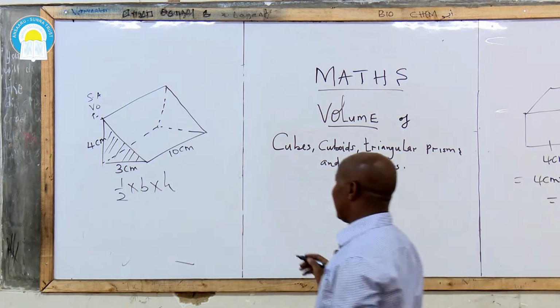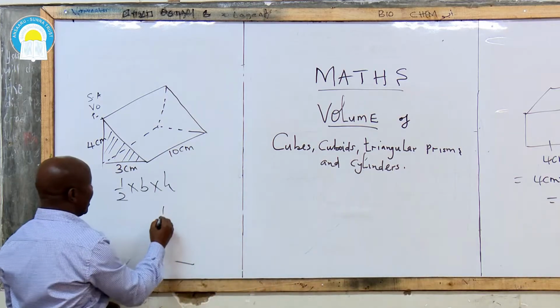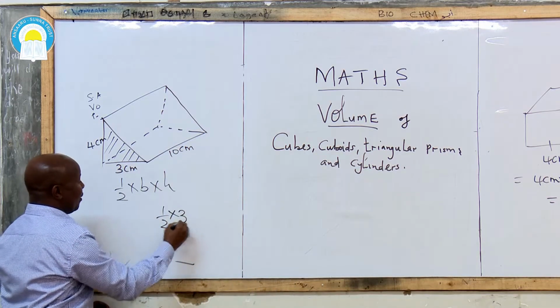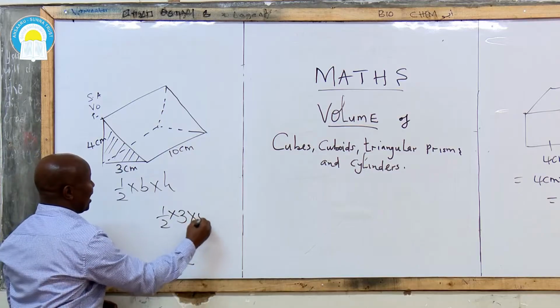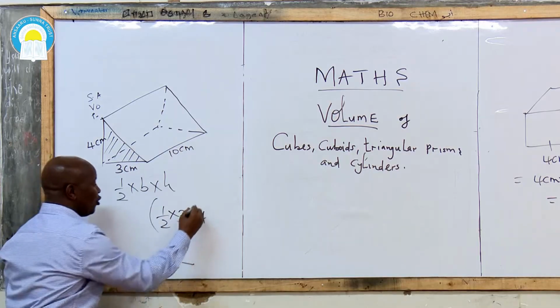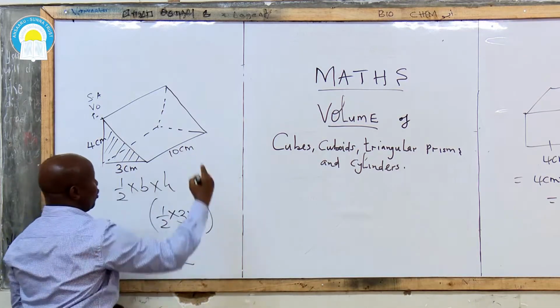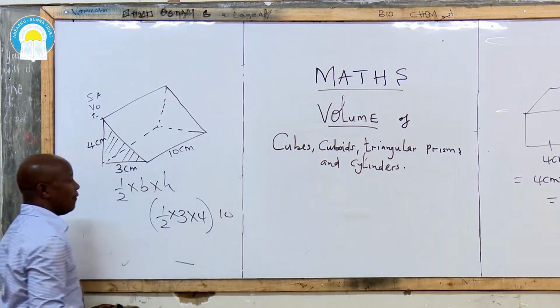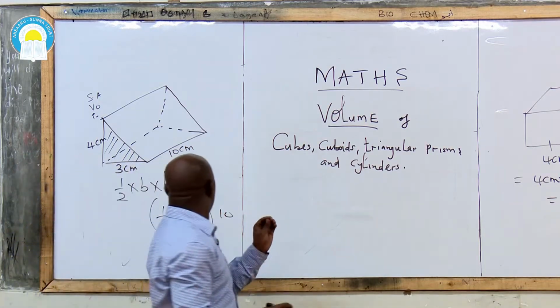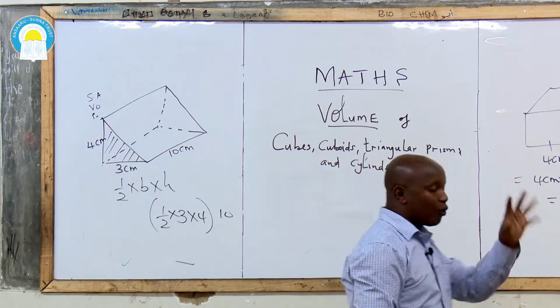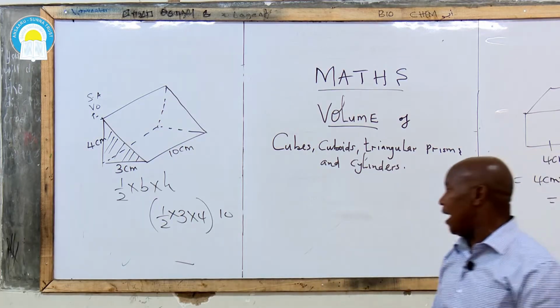So class, to get the area of the cross section now, you say a half multiplied by the base, which is 3 centimeters, the height is 4 centimeters. Then now, you multiply by the length, which is 10. Then you get the volume. Again, get the area of cross-section multiplied by the length.